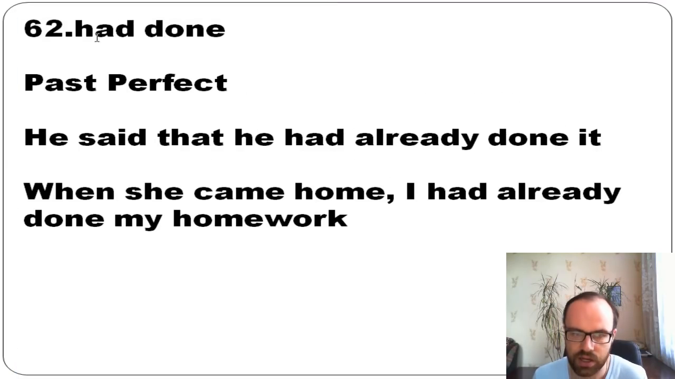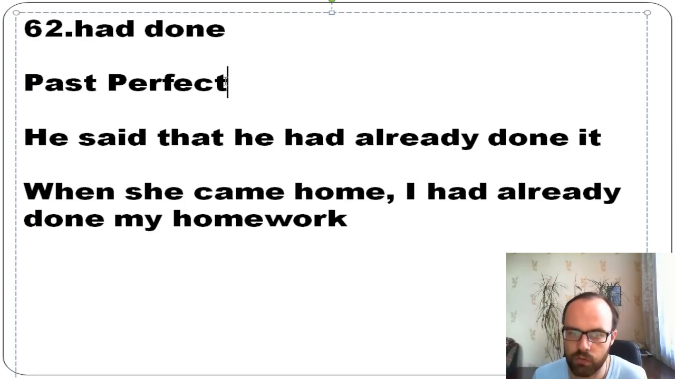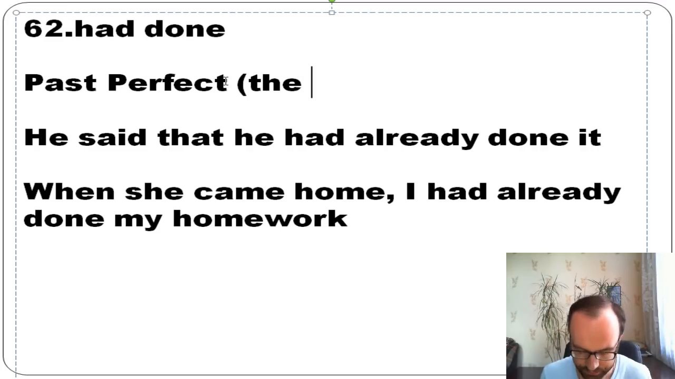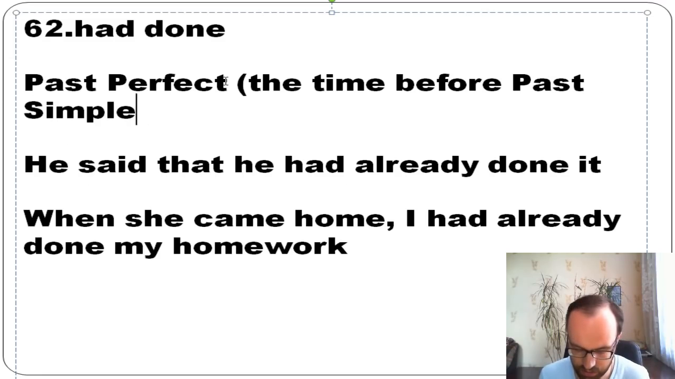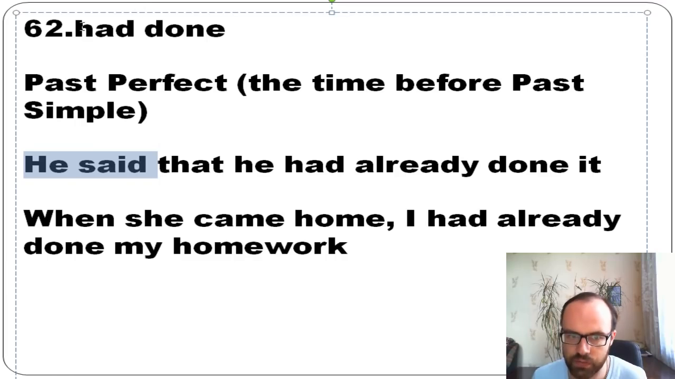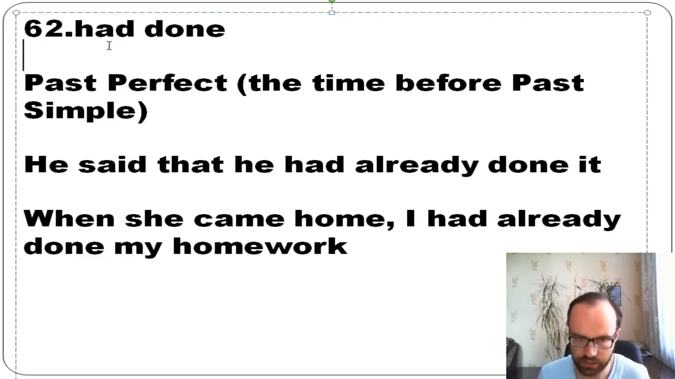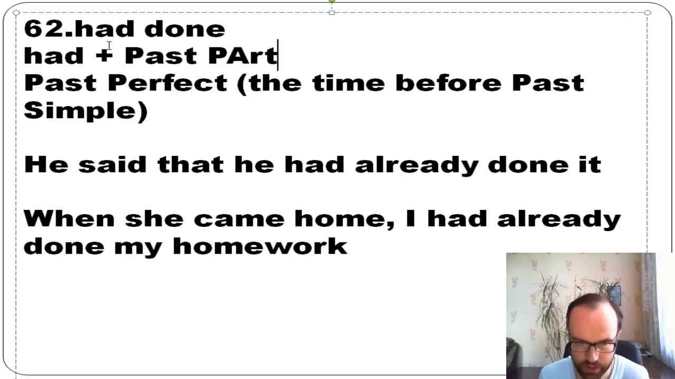Okay, next, had done. We use it for past perfect. So it's the time before past simple. And we form it this way: had plus done, or been, the third form, the past participle. You know that we call it past participle.